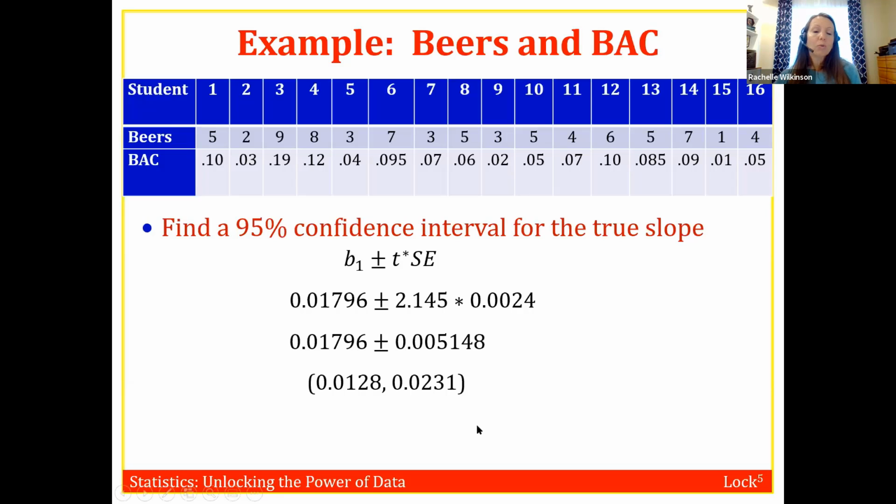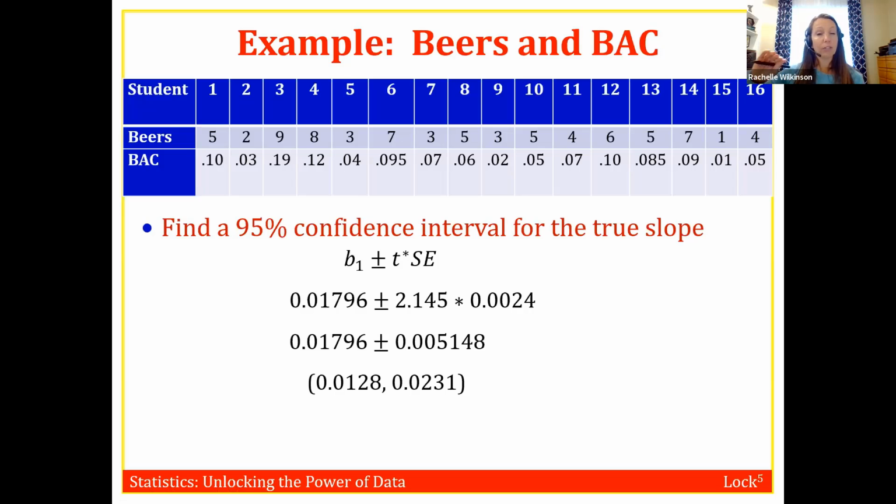And there's kind of two ways to write the conclusion for your confidence interval. You can stick with our standard format that would say we're 95% confident that the slope for the regression line of beers and blood alcohol content is between 0.0128 and 0.0231. And if you write it like that, it's just fine.